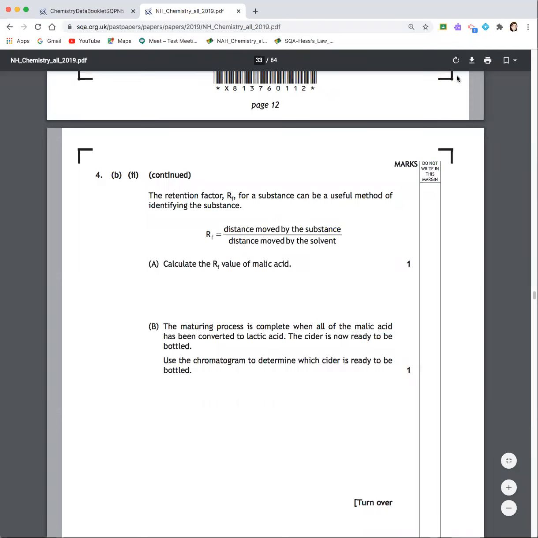So then 4C, the systematic name for glycerol, this is something you need to remember, it's propane-1,2,3-triol. You need to get that in the marking scheme anyway if you weren't sure how to spell it. And then D part 1, explain fully why this molecule is water soluble.